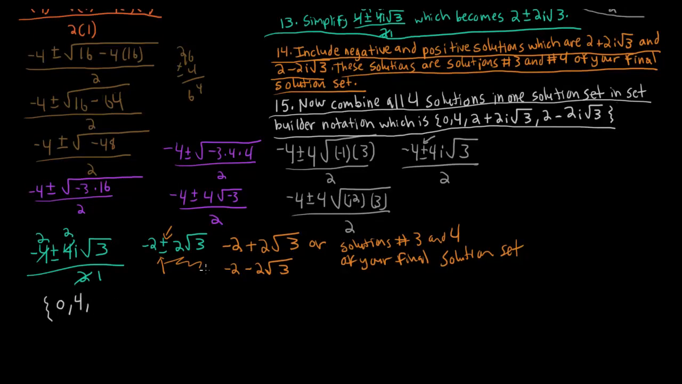And then we have these final 2 solutions, negative 2 plus 2i square root of 3 and negative 2 minus 2i square root of 3. We need to put those also inside the curly brackets. So 0, 4, negative 2 plus 2i square root of 3, and then negative 2 minus 2i square root of 3, and all of that inside the curly brackets is our answer.